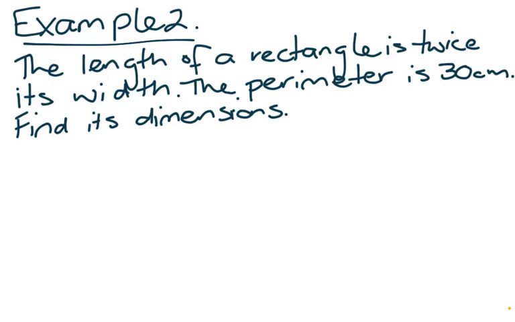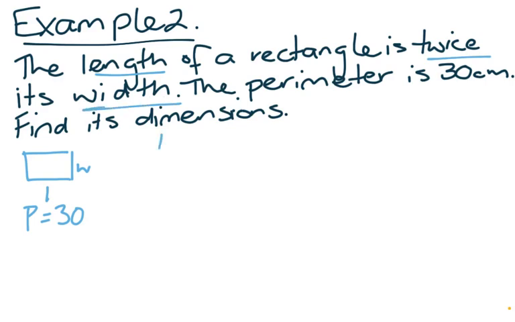Okay, so for our final example, we've got the length of a rectangle is twice its width. The perimeter is 30 centimetres. Find its dimensions. So the best thing for you to do here would be to just quickly draw a diagram up. And it says the length is twice its width and that the perimeter is 30. So the length is twice its width. That gives us an equation there. So the length is equal to 2 times its width.